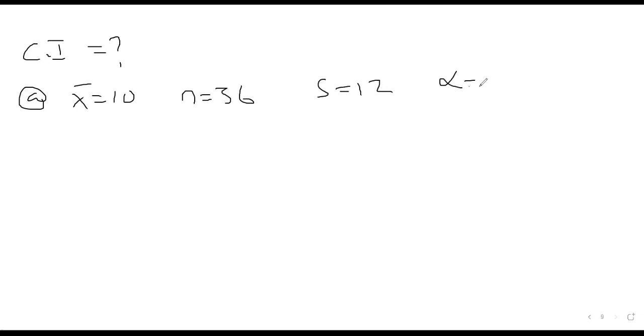So sometimes we'll be asked to find the confidence interval. But for A, you are given what? The mean, maybe it's 10. You are given our sample size, maybe it's 36. Our standard deviation, maybe it's 12. And our alpha, 0.05. But for B, we're given our mean, maybe it's 20.